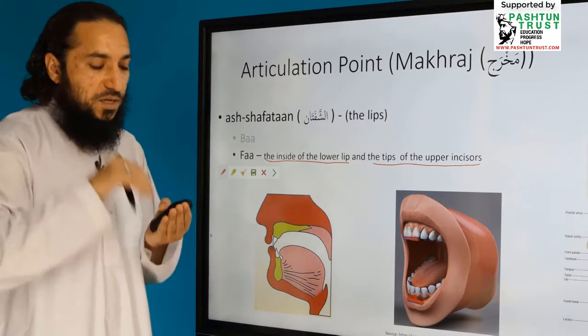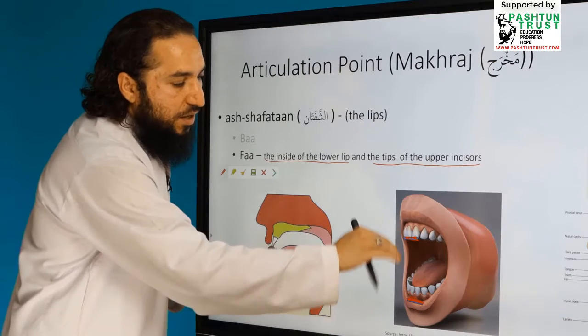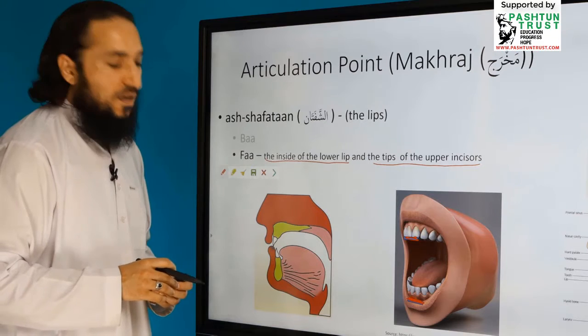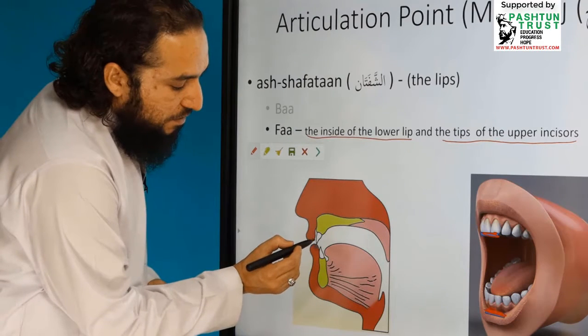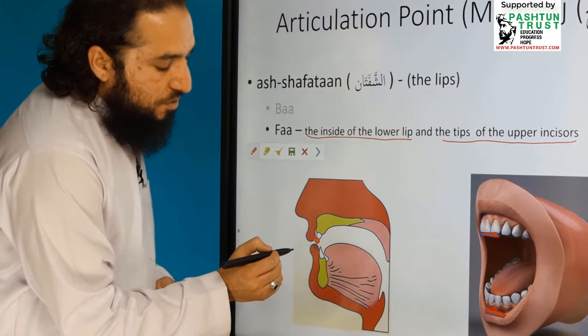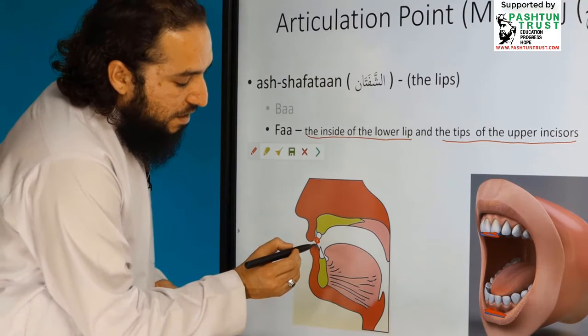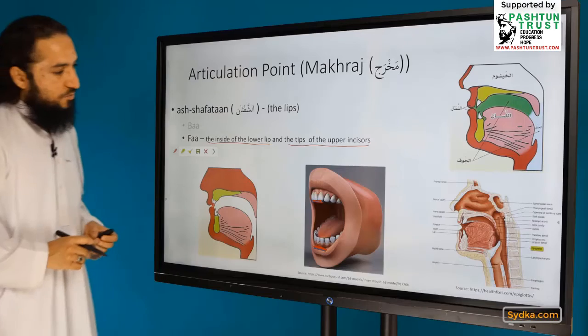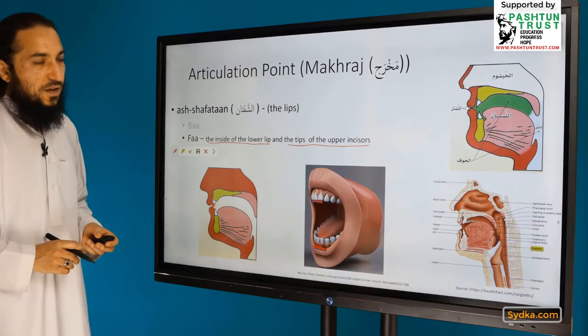When you are pronouncing it, it sits on the lower lip, creating the sound fa. So that's the tips of the upper incisors and the inside of the lower lip. That's how the sound of fa is produced.